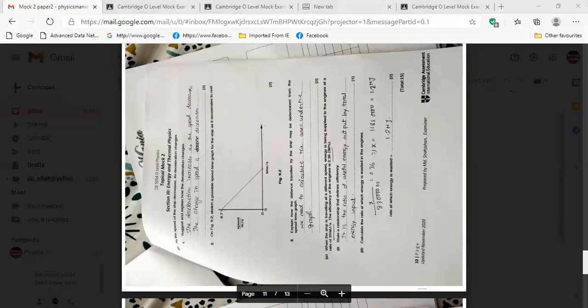Now we check the mark scheme, which has written: deceleration decreases, resistive force decreases, or resistive force depends on speed. So here you will get minus 2. Yes, sir.